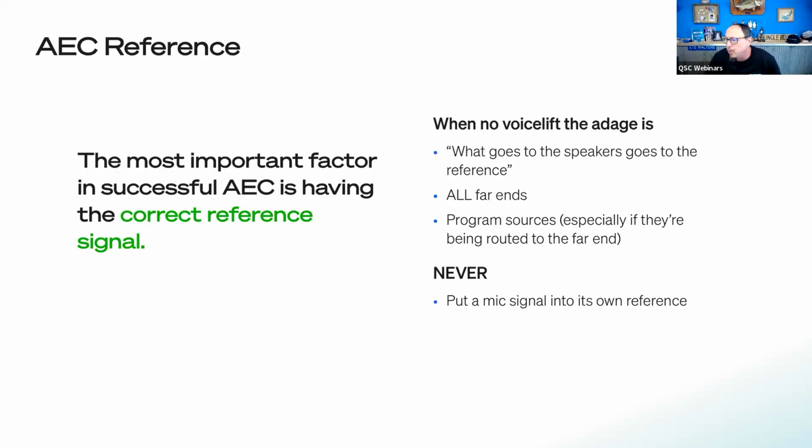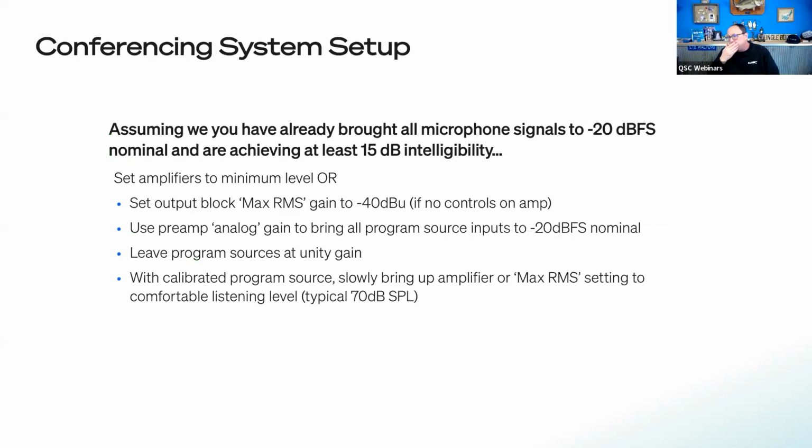So the AEC reference: the most important factor in successful AEC is having the correct reference signal. Whatever goes to the loudspeakers in the room goes to the reference. All of the far end audio coming out of the loudspeakers, and any program sources, especially program sources, should go into the reference if you're sending them to the far end. Never put a microphone into its own signal reference. If you do that, it'll be really easy to tell. The people on the far end are going to say it sounds like you're underwater, because it's going to try to get rid of its own signal.